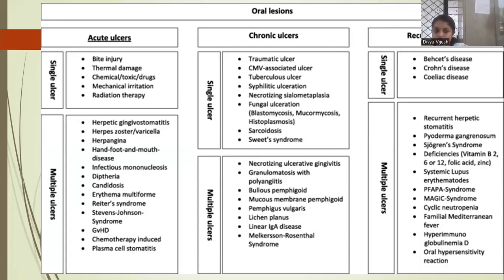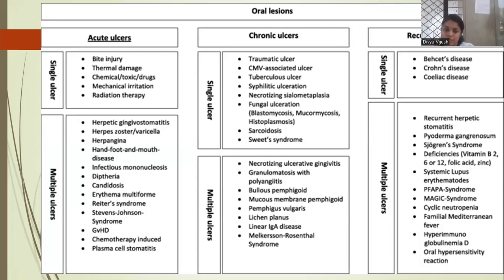Acute ulcers may be single or multiple. A single acute ulcer may be seen in case of bite injury, thermal damage, chemical drugs, mechanical irritation, or radiation therapy. Multiple ulcers you can see in case of herpes infection. It is a viral infection, and in most viral infections you can see these multiple ulcers.